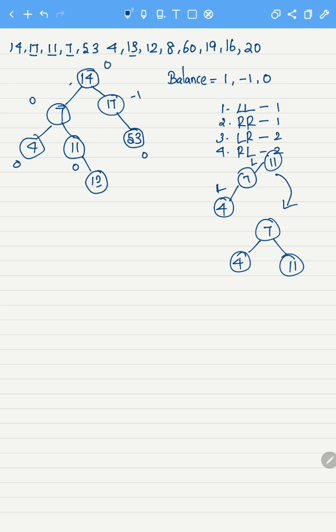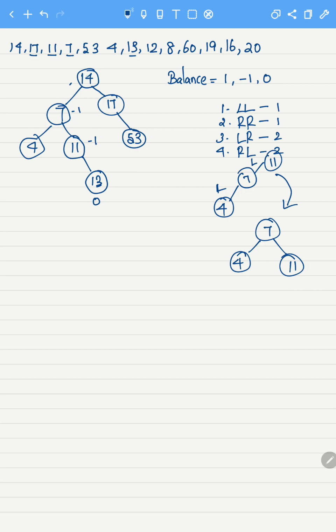Now again calculate the balance factor. What is the balance factor for this node? Balance factor for this node is 0. Balance factor of 11 will be 0 minus 1, so this will be minus 1. Balance factor of 7 will be 1 minus 2, so this will be minus 1.